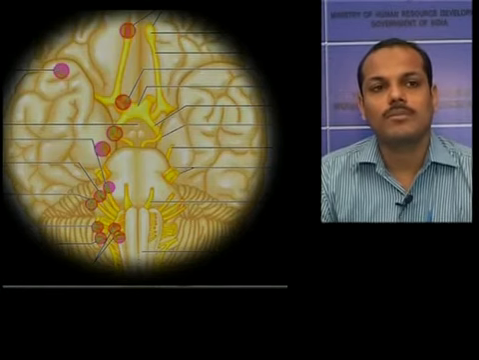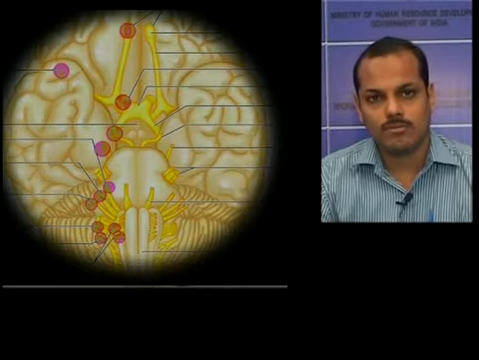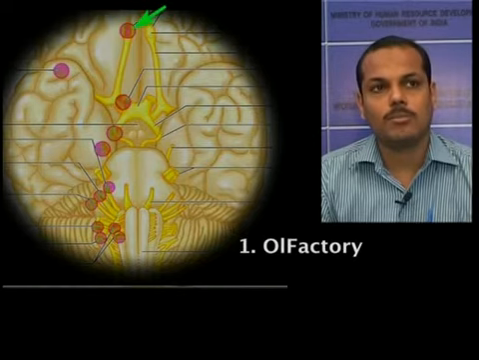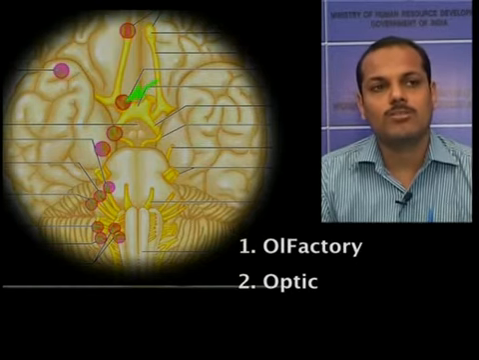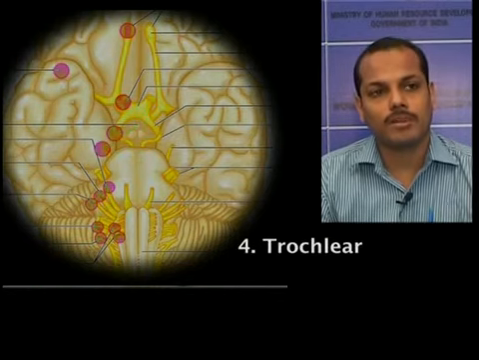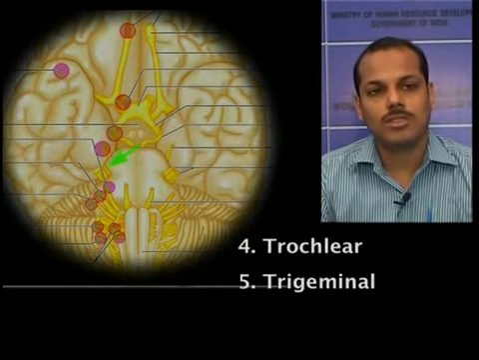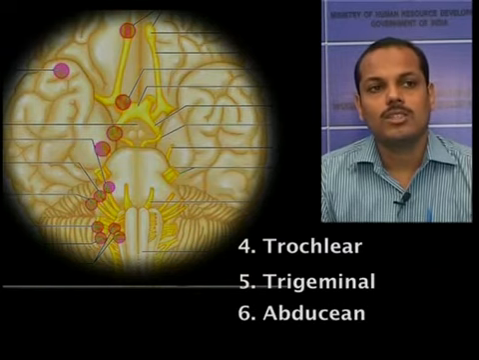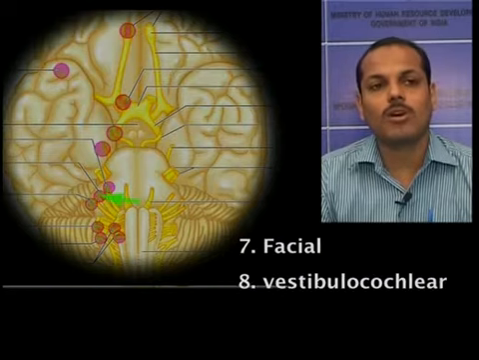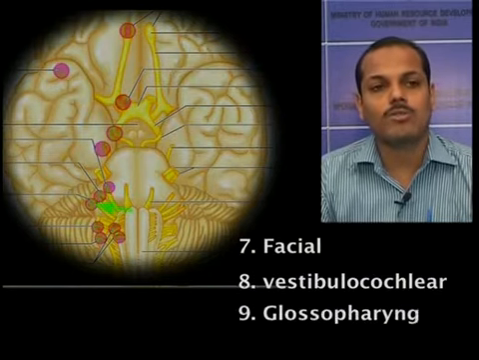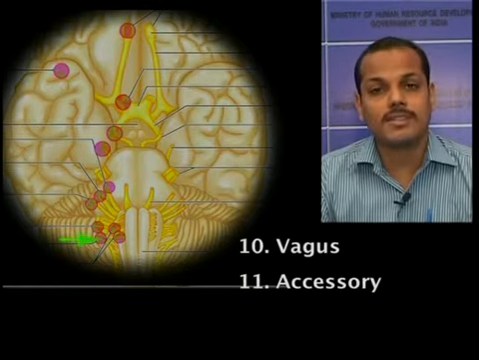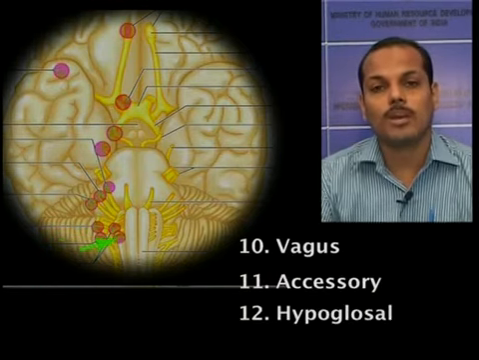These are numbered 1 to 12. The cranial nerve number 1 is known as olfactory, number 2 optic nerve, number 3 oculomotor nerve, number 4 trochlear nerve, number 5 trigeminal nerve, number 6 abducens nerve, number 7 facial nerve, number 8 vestibulocochlear nerve, number 9 glossopharyngeal nerve, number 10 vagus nerve, number 11 accessory nerve and number 12 hypoglossal nerve.